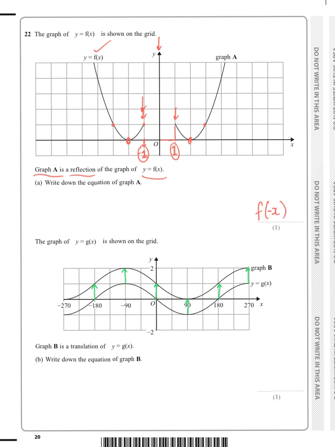Now, if we know we have g of x from our basis, then to get to graph B, we seem to be going up by, well, we can work out the unit now because this is 2, so this must correspond here to a gap of 1. So it's just an upward translation, so parallel to the y-axis. So I would write g of x plus 1 in this case.